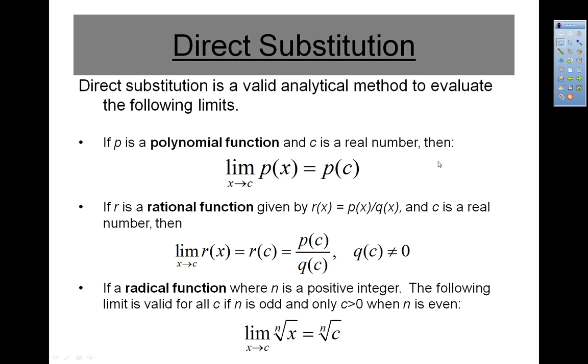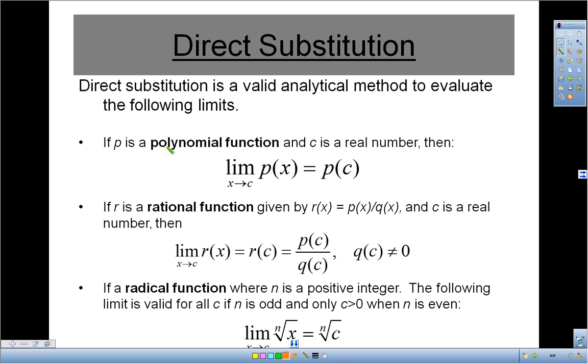Okay, now let's talk about direct substitution. Now that we have proven that it's there because of those properties of limits, direct substitution is a valid analytical method to evaluate the following types of limits. First of all, you can do direct substitution on any polynomial function. Secondly, you can do direct substitution on any rational function with one stipulation: the denominator cannot equal 0. And then you can also do direct substitution on radical functions where your root is a positive integer.